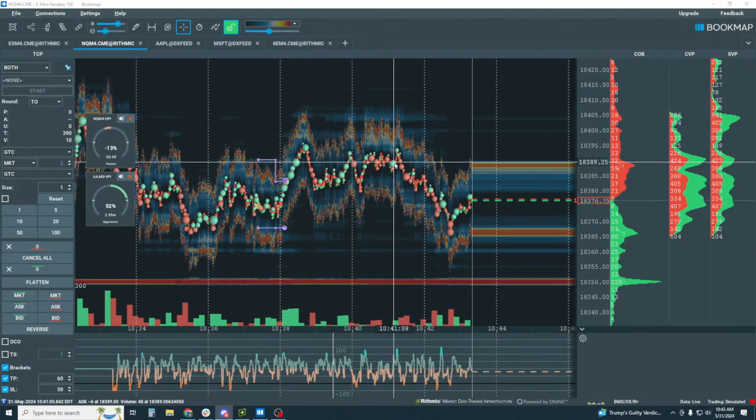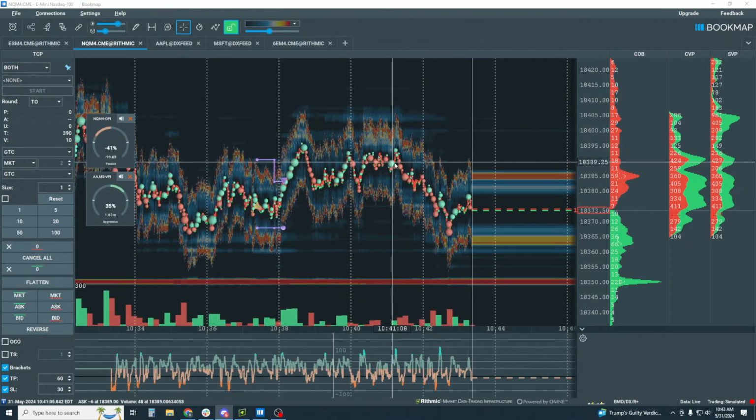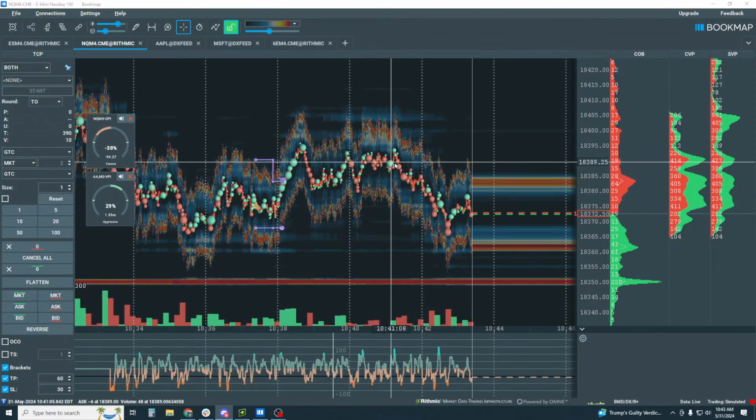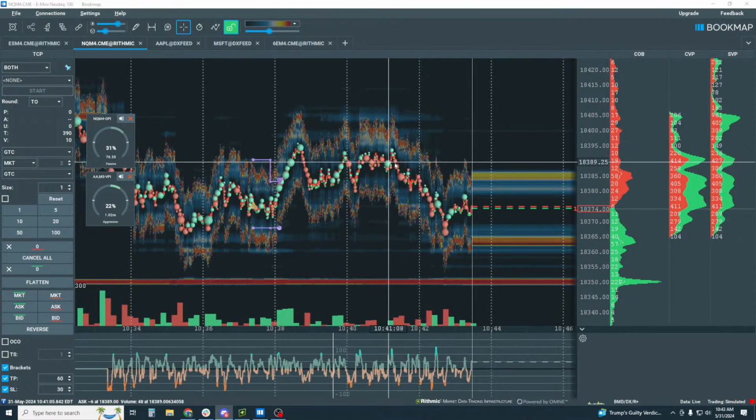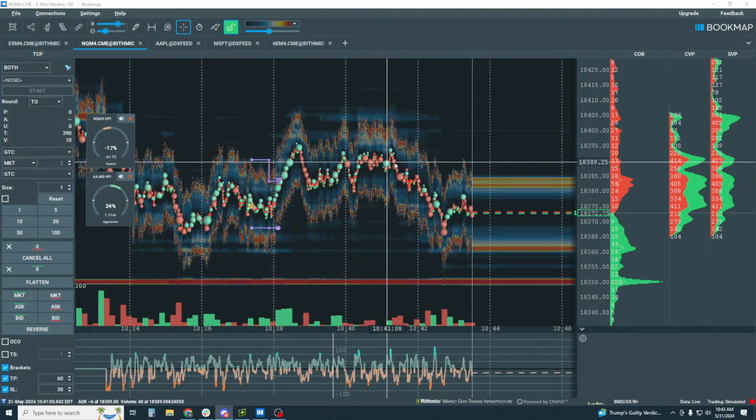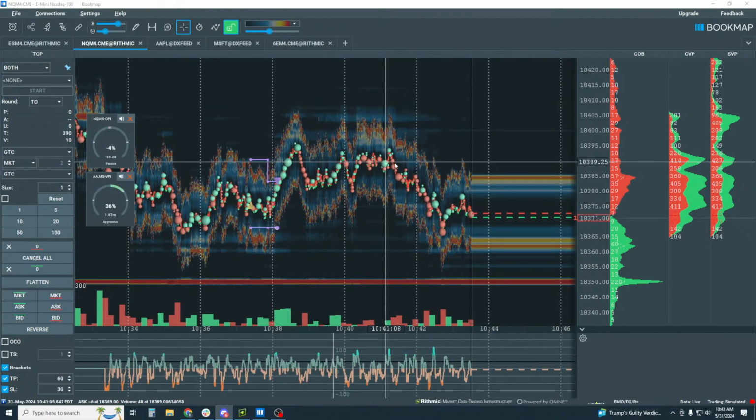Anyway, think of this as more of a guide. It's not a green light, red light, but it is a guide. And what this allows you to do is look at all these different configurations and correlations.